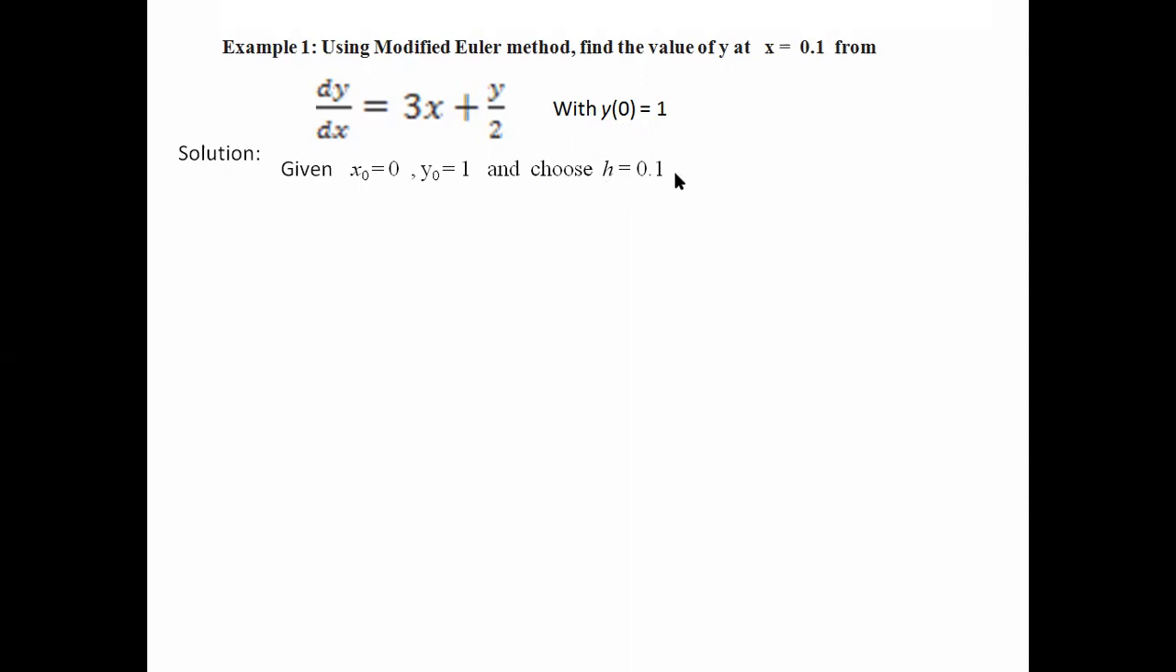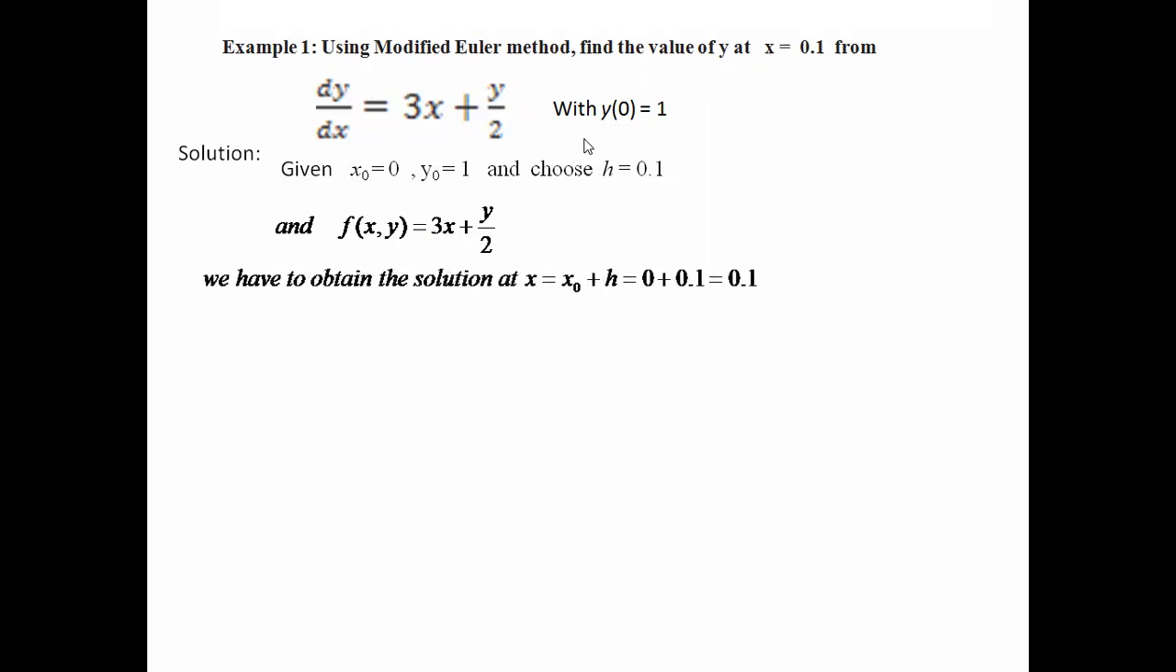Next, identify what is f of x comma y. f of x, y means the relation between x and y for the differential equation, that is 3x plus y by 2. So f of x comma y is 3 times the x coordinate plus half of the y coordinate. Like that you have to treat it. That is how x and y are related.